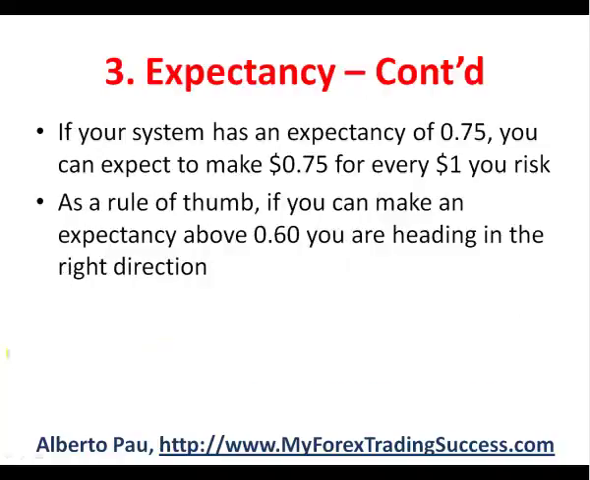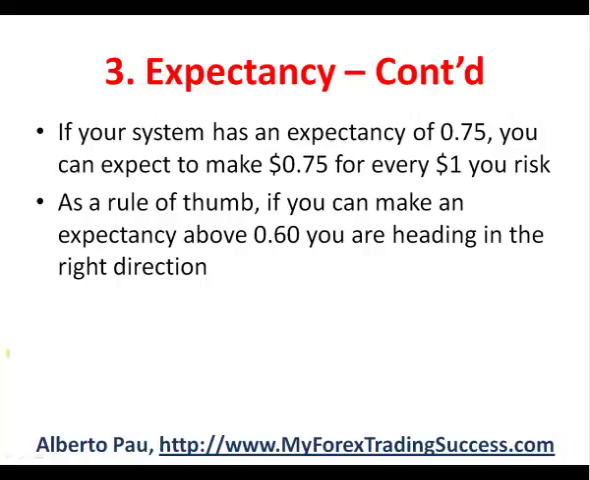So say your system has an expectancy of 0.75. It means that you can expect to make 75 cents for every dollar you risk. As a rule of thumb, if you can make an expectancy of above 0.60, you are heading in the right direction.